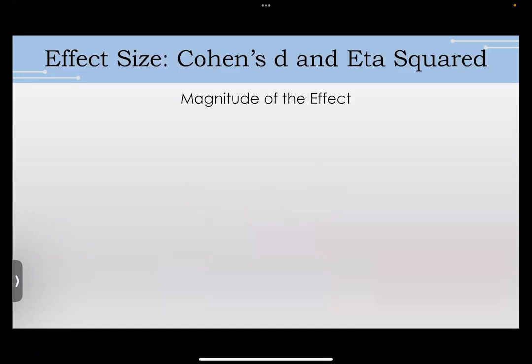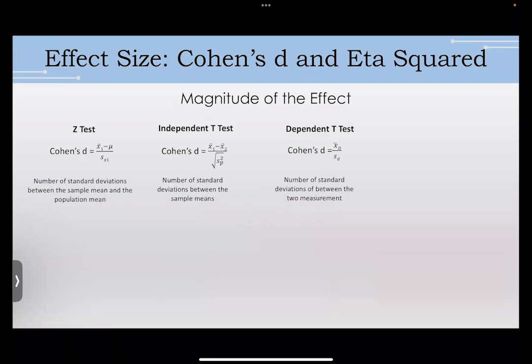Cohen's d and eta squared. So remember, magnitude of effect. When we're talking about a z-test, an independent t-test, and a dependent t-test, they all use Cohen's d. The 2 most important things to understand about Cohen's d is that it's a measure of distance, linear distance, right? So as in, how far away am I in a line to Tatiana, right?